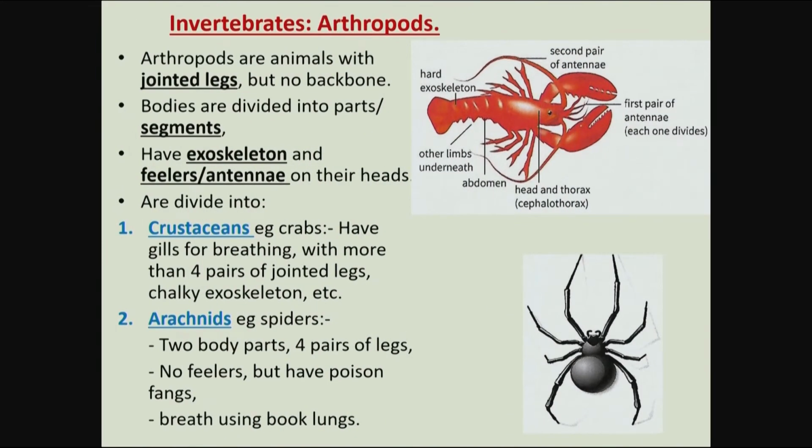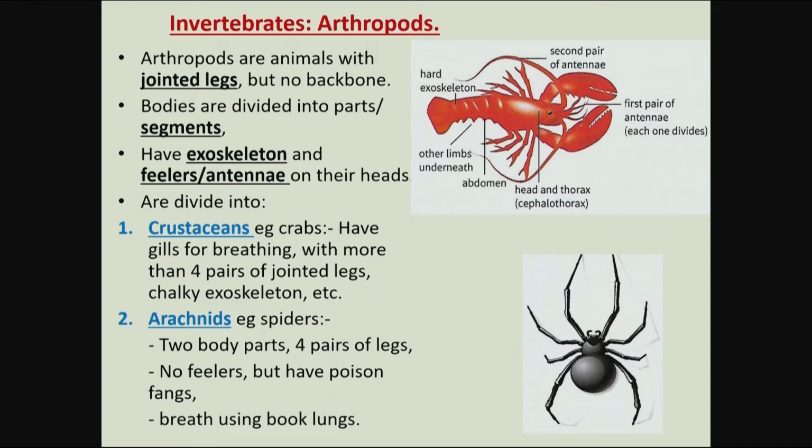Now, how about the invertebrates? The invertebrates are the animals without backbones. We have so many groups of invertebrates, but according to your syllabus, we are going to be talking about arthropods only. We won't consider the other groups of invertebrates like the mollusks, the echinoderms, and those other worms. We'll only look at the characteristic features of the arthropod groups.